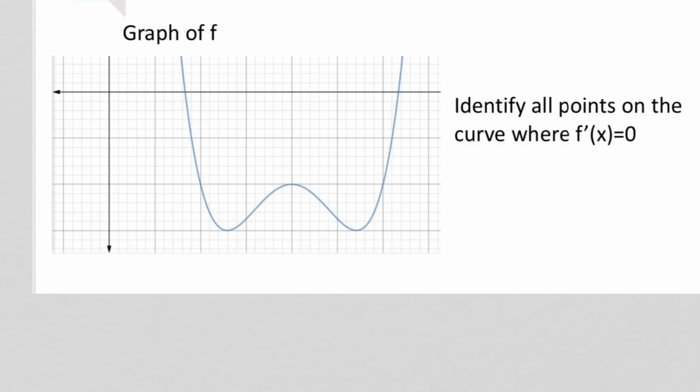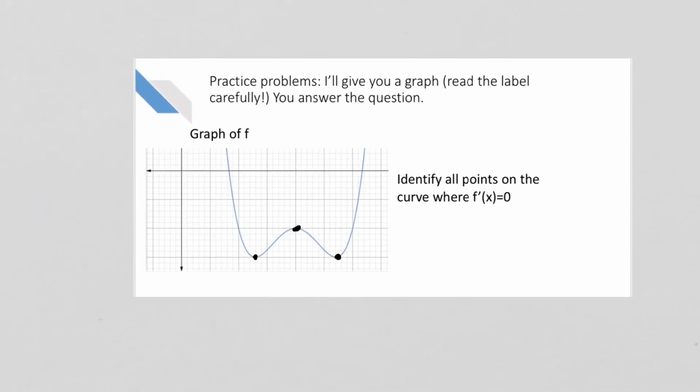So right here f prime x is equal to 0, right there f prime x is equal to 0, and right there f prime x is equal to 0, because those are the places where the slope of the curve is flat, and this curve represents f.